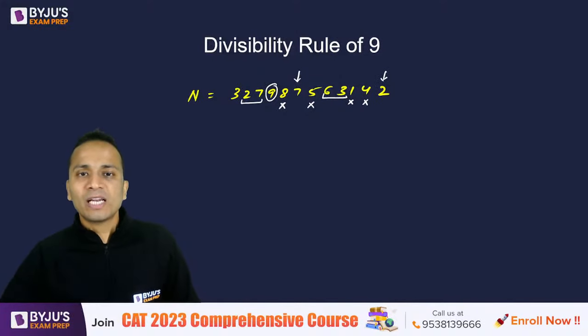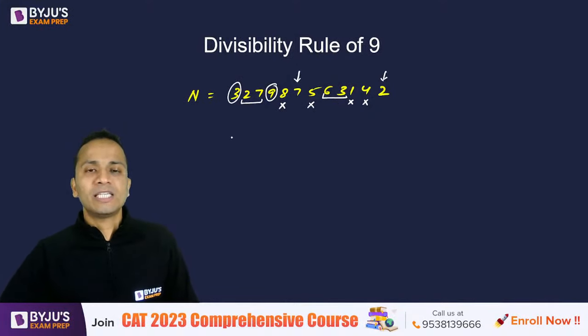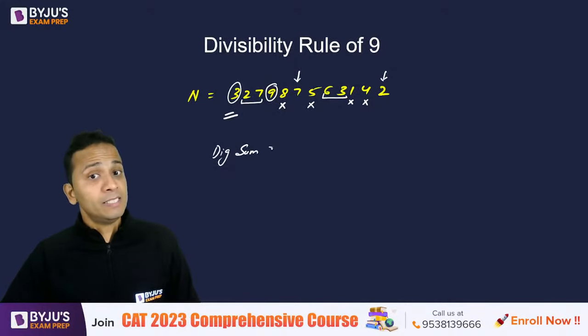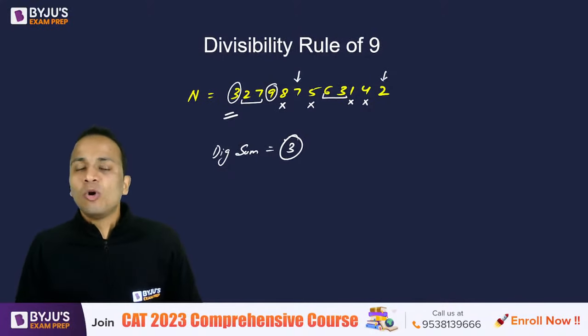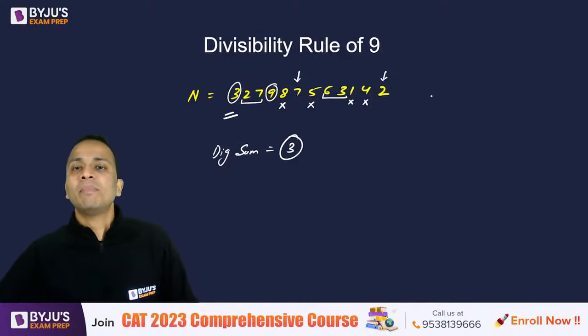So the digits which are left will be only 3. So 3 is the only digit that is left. Okay. So the digital sum of this number is equal to 3. Okay. Now, since it is not equal to 0 or 9, I can say that this number is not divisible by 9.